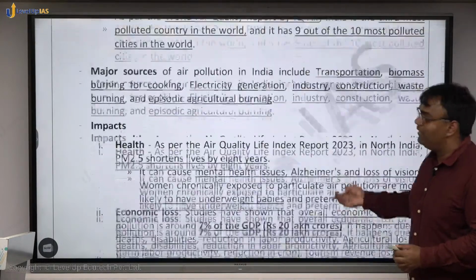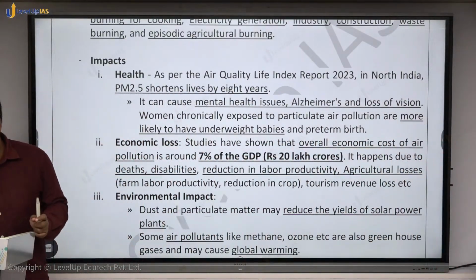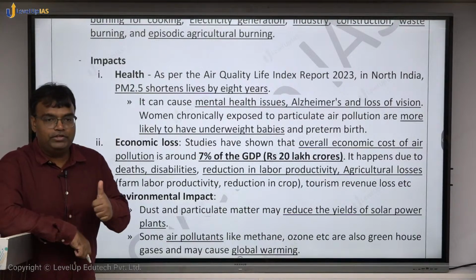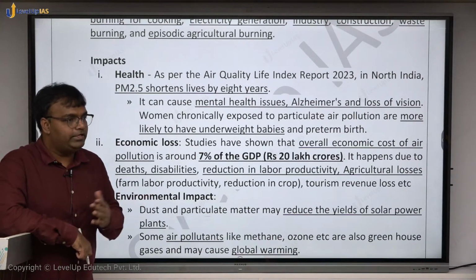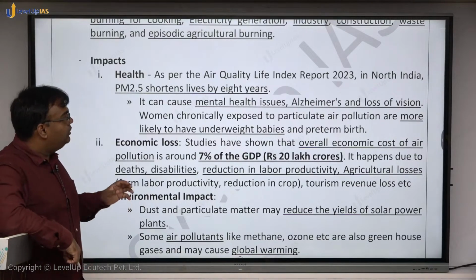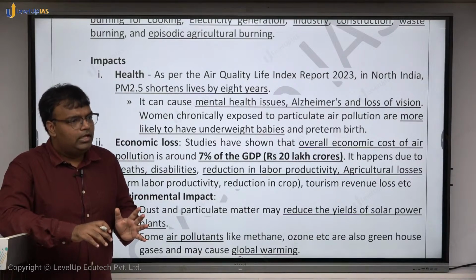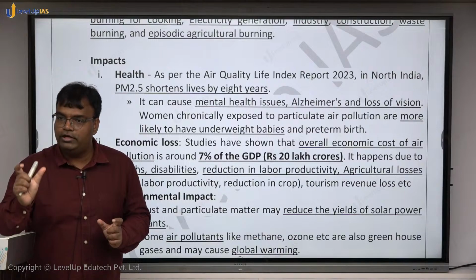What are its impacts? What is the impact of air pollution in the country? First, let's talk about health impact. We are talking about air pollution because we are all getting impacted by it. Now, we can talk about breathing difficulties, all those things, but if we can only write one line. For every point, we'll be able to write 1 or 2 lines.